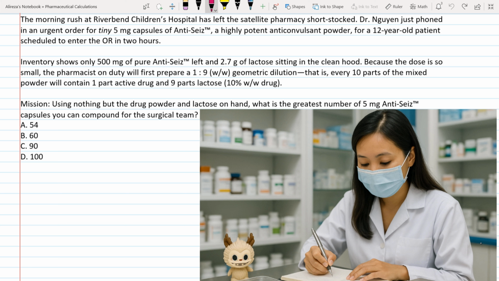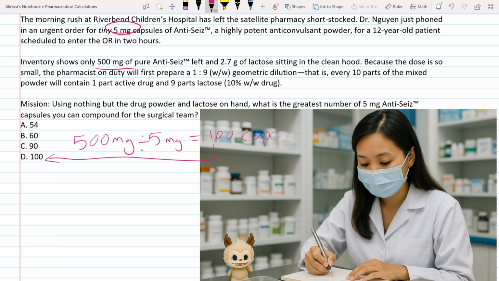Now you might be tempted to say, if we need to get 5 mg capsules and we have 500 mg, 500 mg divided by 5 mg will result in 100 capsules, which is choice D. Now this might be correct if you have enough lactose, but if you don't have enough lactose, you have to be careful. You may not be able to use all of the anti-seize powder that you have on hand. So what you want to do first is to see how much each part is.